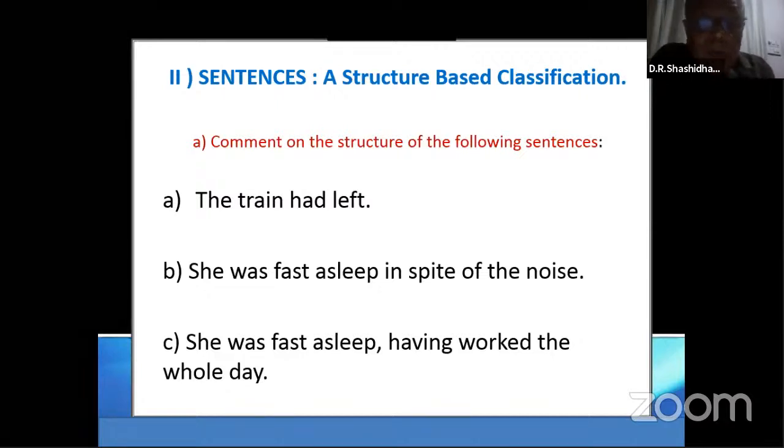What about the third one? She was fast asleep, having worked the whole day. Having worked the whole day. Is it a simple sentence or is it a complex sentence? Can anybody say anything on this? What kind of sentence is this?